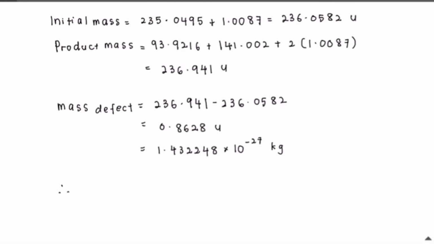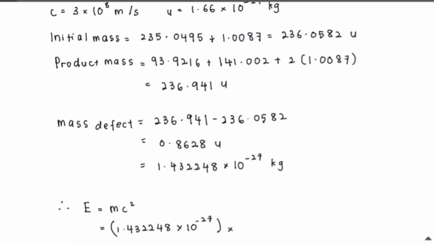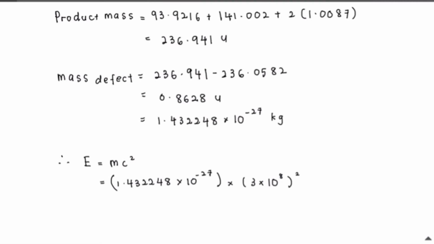Therefore, the released energy, E, equals mc squared. You have gotten the m, which is 1.432248 times 10 to the power of negative 27, times c squared. c is 3 times 10 to the power of 8, squared. Then finally you will get the answer of 12.89052 times 10 to the power of negative 11 joules. So this is the final answer.